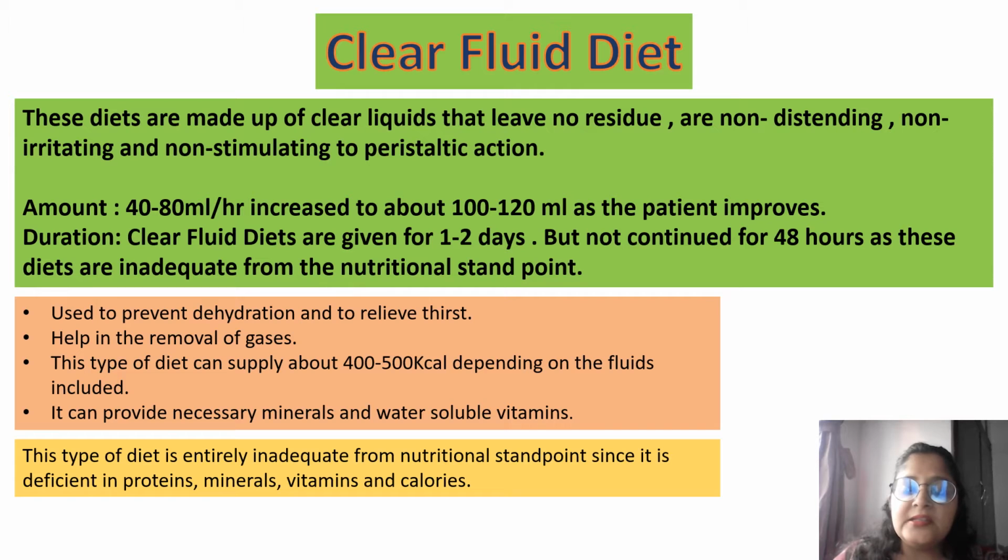So a clear fluid diet is basically where there is no residue, no distension, and it is non-irritating and non-stimulating to the peristaltic action. That means it is a very light version of anything. You can give it to the patient at 40 to 80 ml per hour. You can even increase that amount, depending on the physiological demand and improvement of the patient, to about 100 to 120 ml.